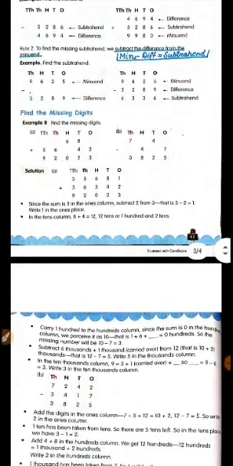Okay, let's see what's our rule 2. Rule 2 says that to find the missing subtrahend, we subtract the difference from the minuend. So to find the subtrahend, what we will do, we will write minuend and we will subtract the given difference. When we subtract the given difference from the minuend, we will get subtrahend.